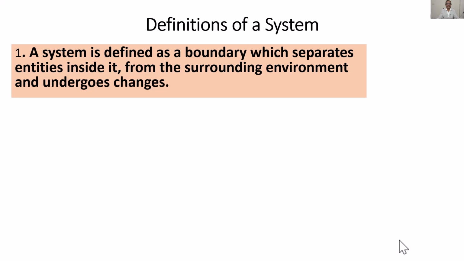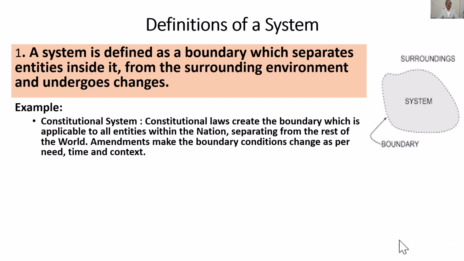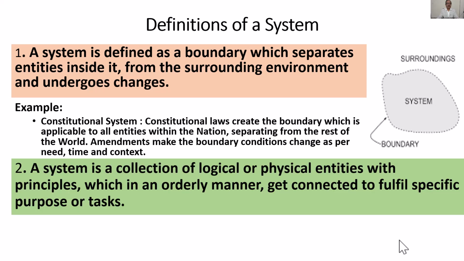A system is defined as a boundary which separates entities inside it from the surrounding environment and which undergoes changes. Example: constitutional system. The constitutional laws create the boundary which is applicable to all entities within the nation, separating from the rest of the world. Amendments make the boundary conditions change as per the need, time, and context.